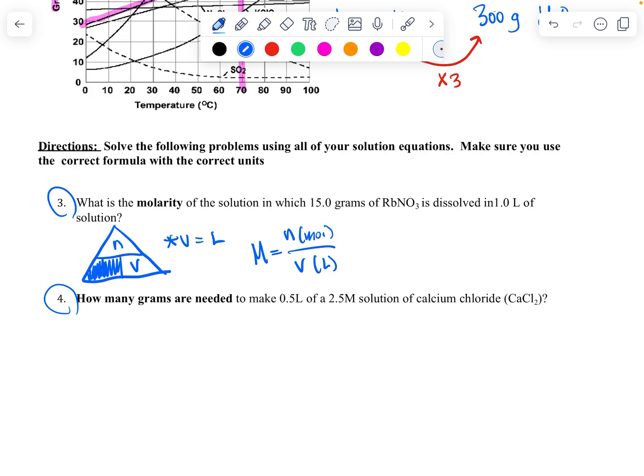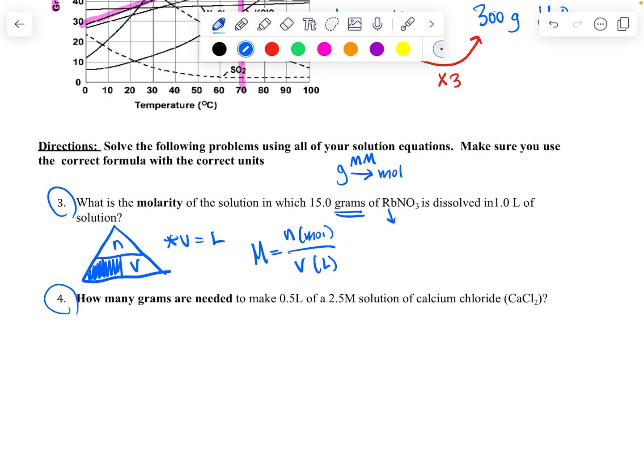However, this question is not so much plug and chug because we are given 15 grams. Oh, that is not moles. So what do we have to do? We have to convert from grams to the number of moles by using what? Using the molar mass. Okay, so how do we do that? Refer back to your periodic table. You're going to have to add up all the elements, right? So we need to know the molar mass of this RbNO3, okay?